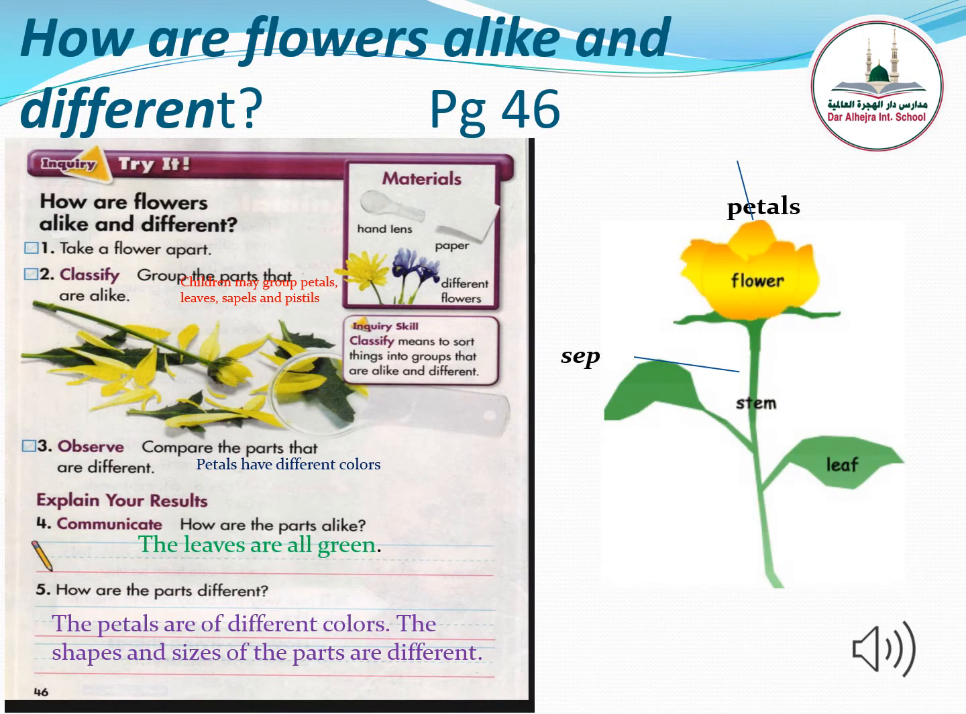In this chapter, we are learning about flowers, how flowers have some parts that are alike and some parts that are different. The parts that are alike are the leaves, which are usually green in color. The shapes and sizes of the petals, sepals, and stems change according to the variation of the flower.